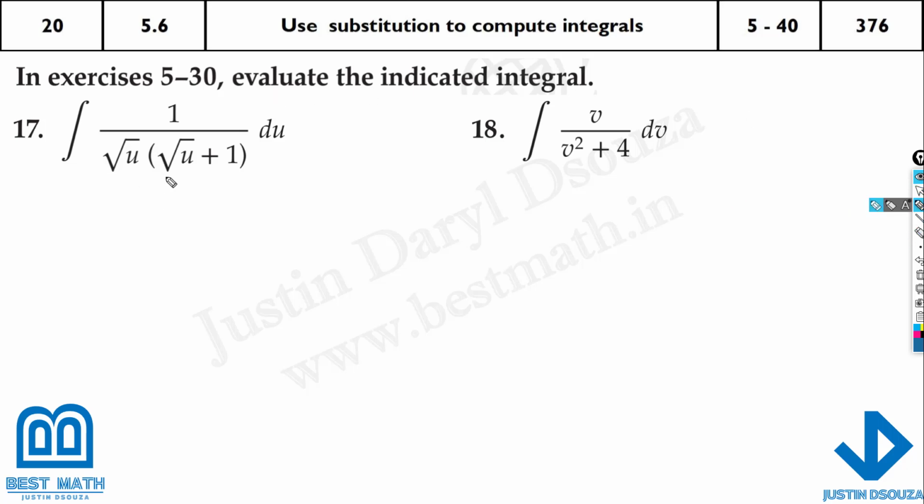We have square root and square root plus 1. Of course, this is a bit more complicated than this one. When we derive square root, we'll get back square root as well. It may be in the numerator or in the denominator, but still we can work with that. So what I do is assume any alphabet other than u. We generally take t is equal to square root u plus 1. Or you can take it as x, up to you.